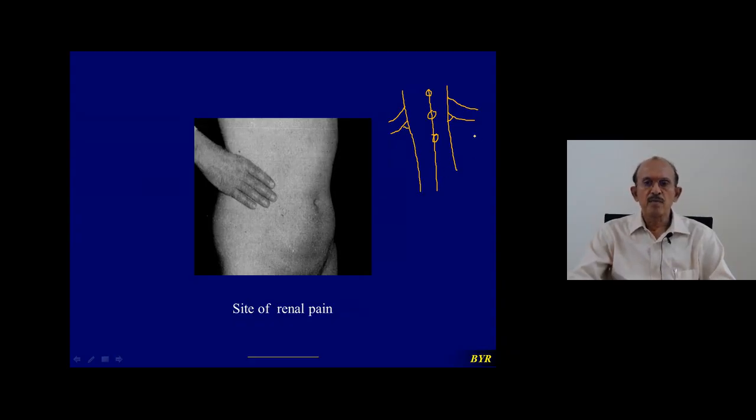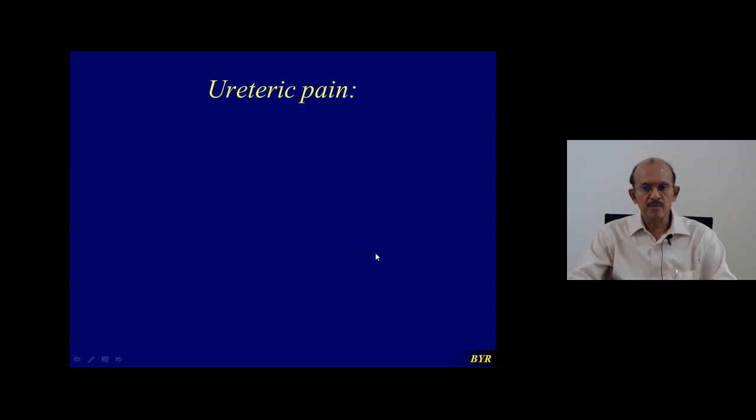So usually the symptomatology of the kidney will be pointing towards the renal angle. So the patient keeps his thumb towards the renal angle and fingers will be kept onto the anterior abdominal wall like this. So the renal pain means it will be coming from the renal angle to the front of the abdomen. So that is renal pain.